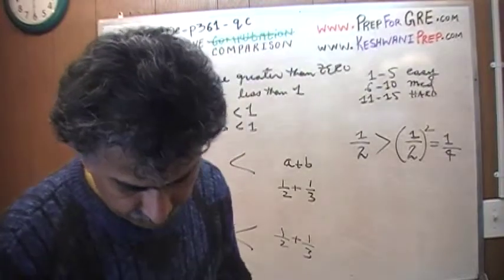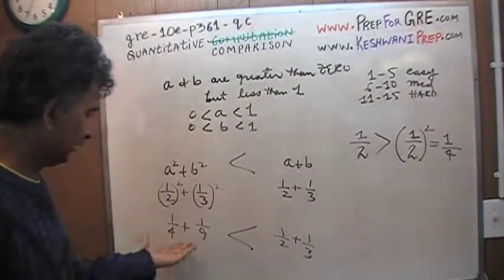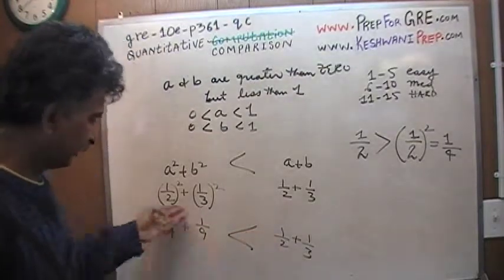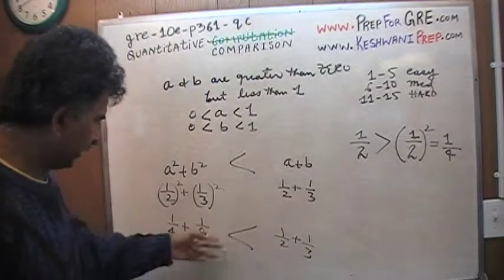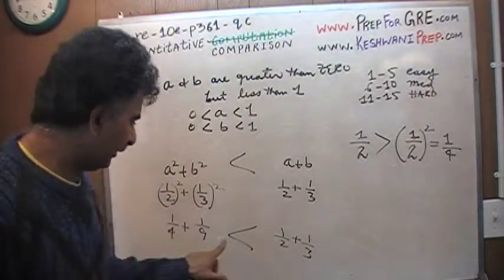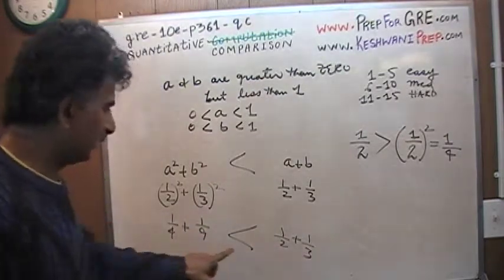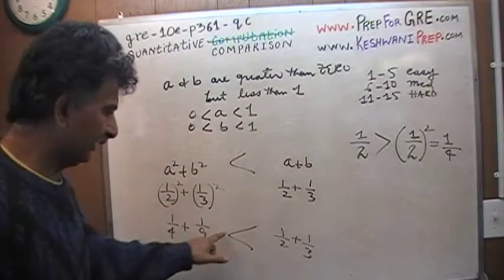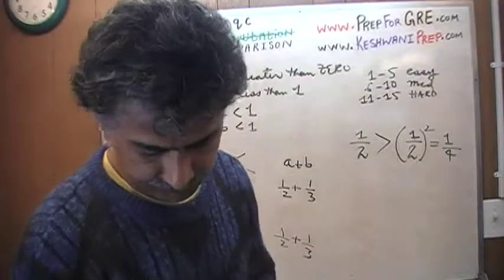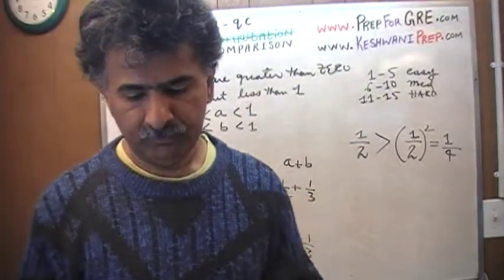That was the end of the question. You don't actually have to do the common denominator and all that. You can just look at it and tell that this quantity is less than that quantity, because 1/4 is less than 1/2 and 1/9 is less than 1/3. Therefore their sum is going to be less than this sum. That's all there is. You don't have to do the common denominator and all that mumbo jumbo. That was question number 7.